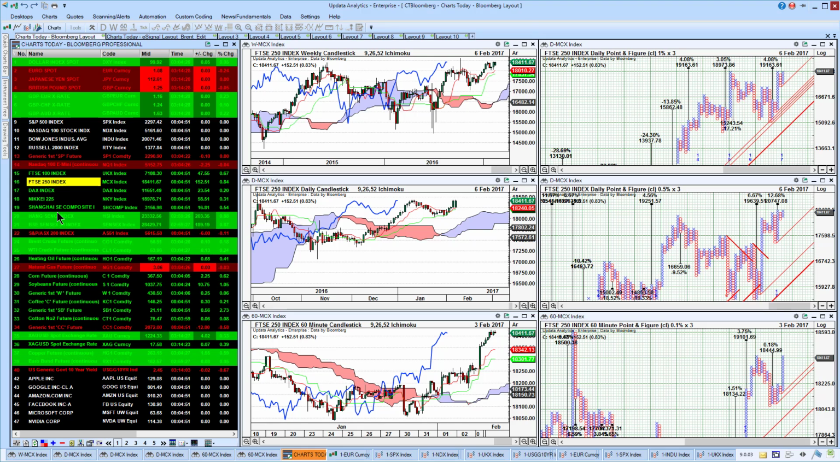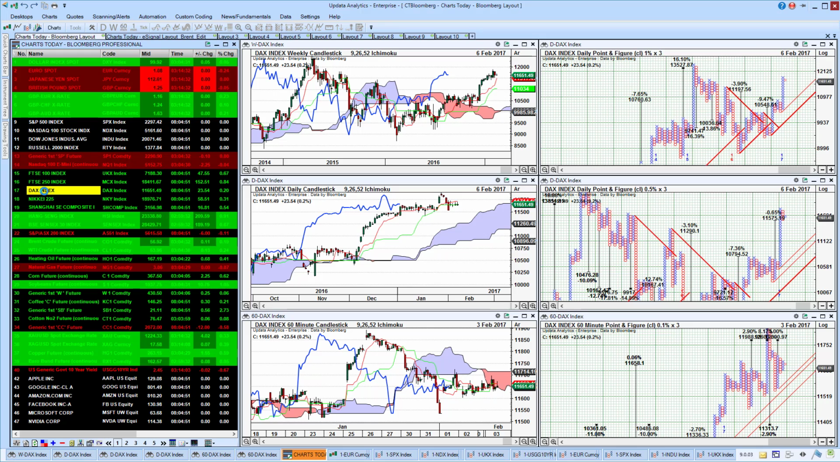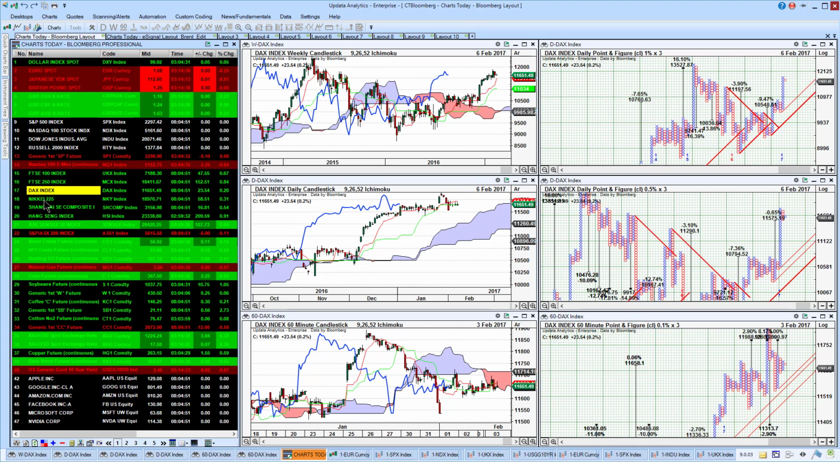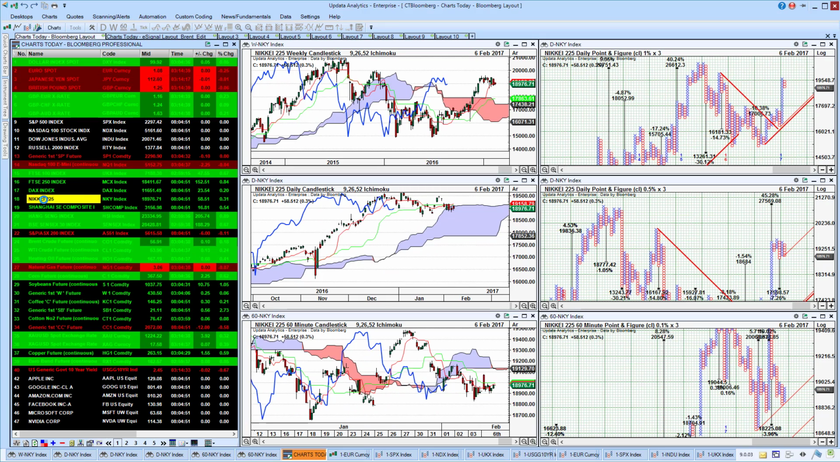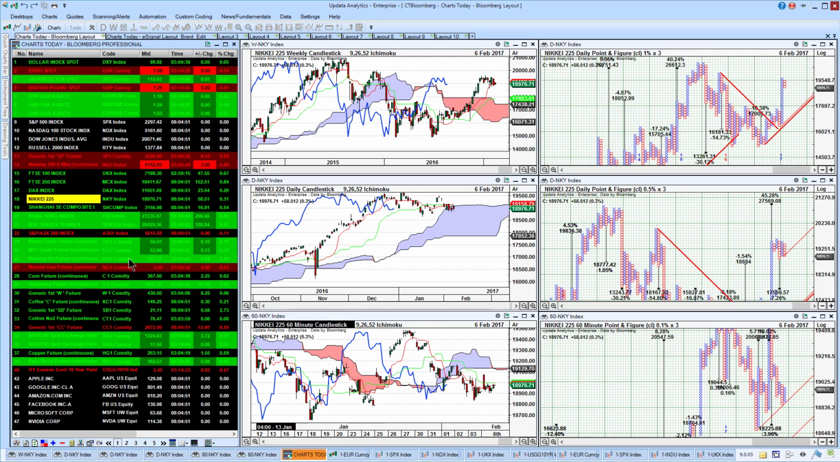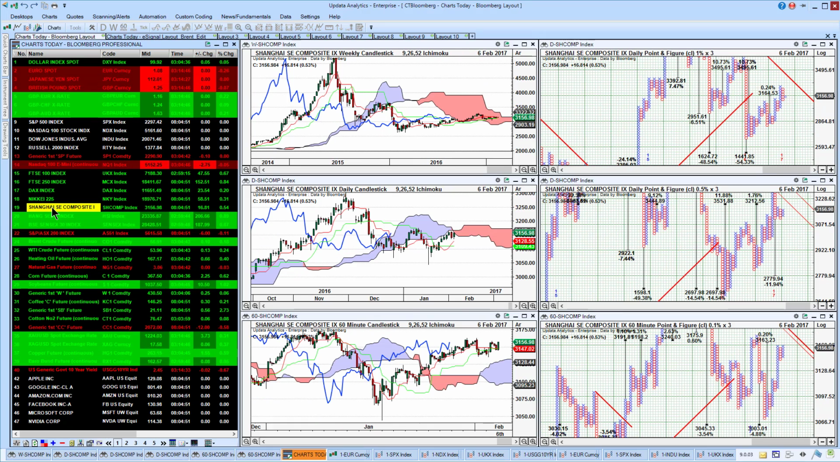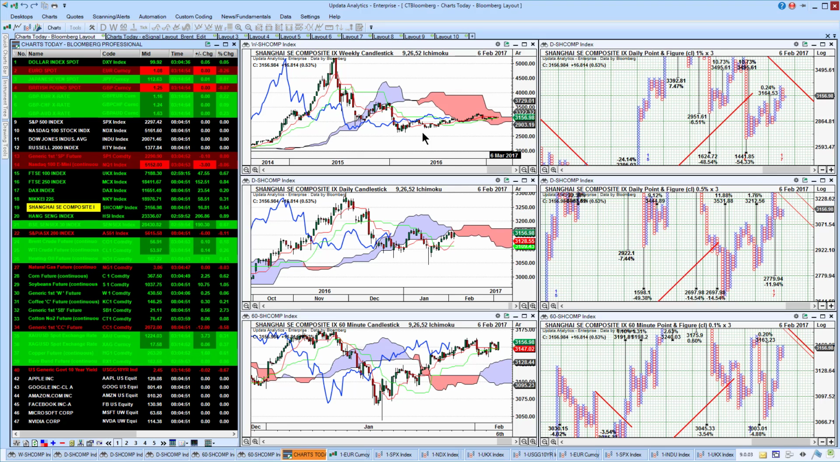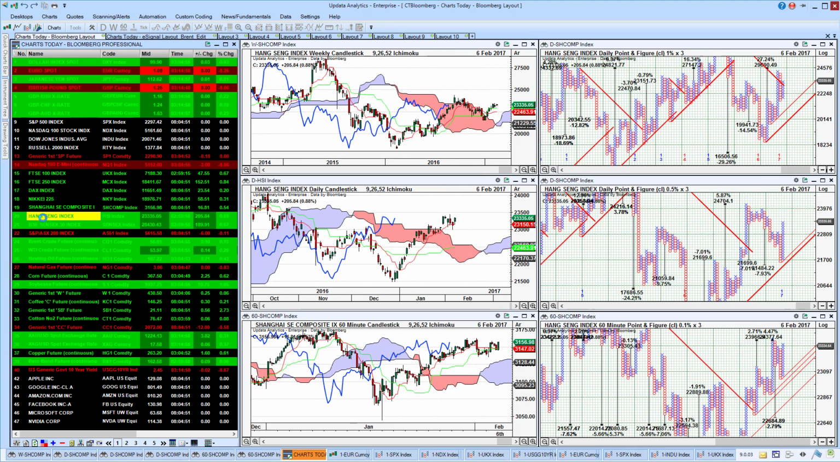FTSE 250 is really powering ahead, so that's great news. And the DAX is not quite above the cloud on the short-term chart, so that's not as good. The Nikkei, we see here we're just falling below the cloud a little bit, so Asia not looking quite as strong. Shanghai open this morning after Chinese New Year week, and we see here that we are just above the cloud. Still got work to do to get bullish on the weekly chart.